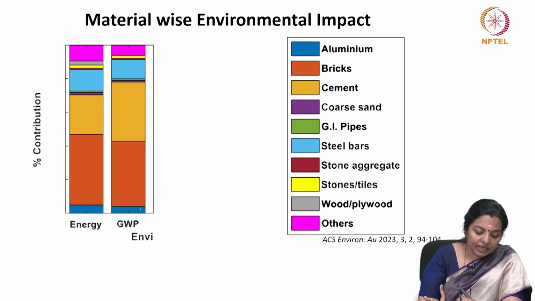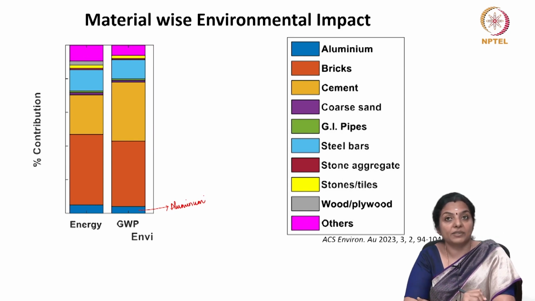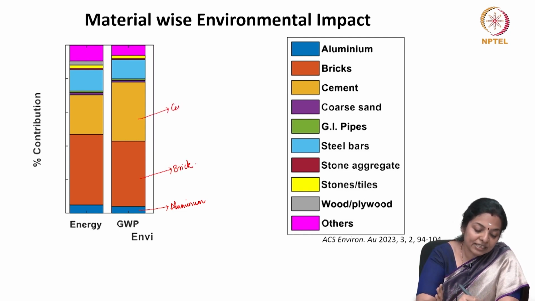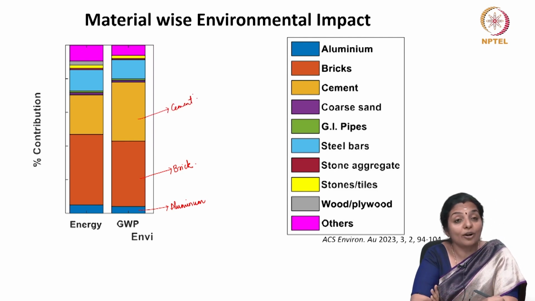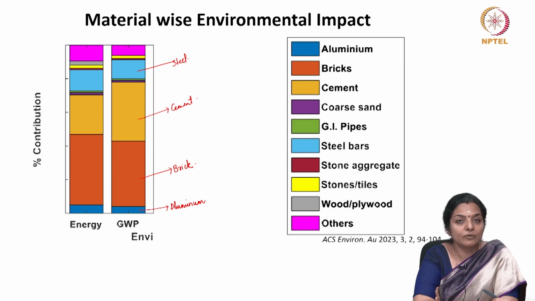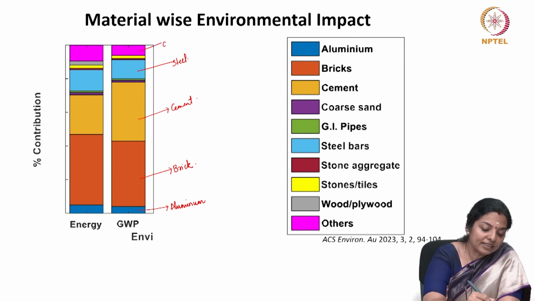You find that aluminum contributes substantially. Brick is one of the highest contributors to energy, and cement is one of the high contributing factors to the global warming potential. And you can see that steel, when used in the form of steel bars, and these are other materials.